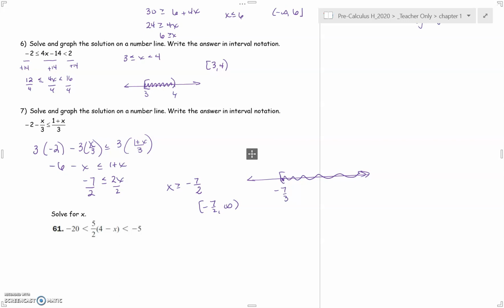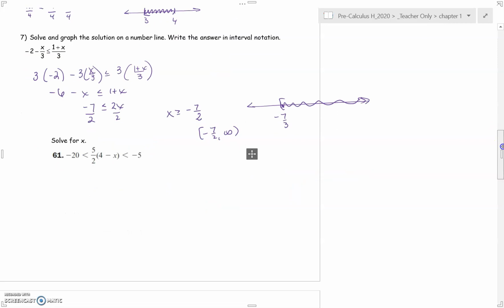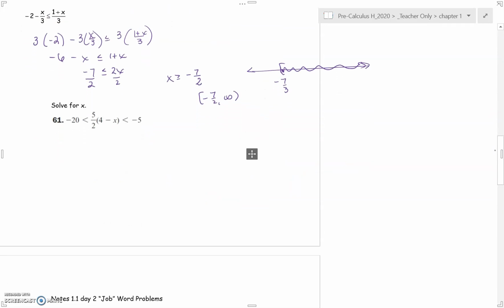Okay, so we're going to try number 61. Again, notice that this is a compound inequality, so you're going to have to go ahead and isolate the x. Why don't you pause the video and try that one on your own.